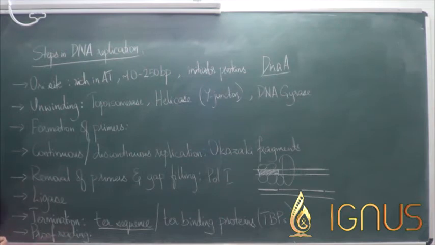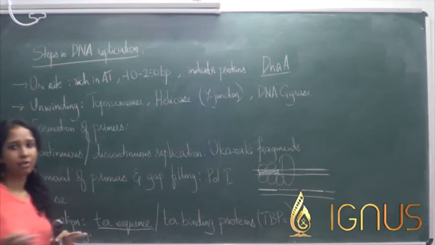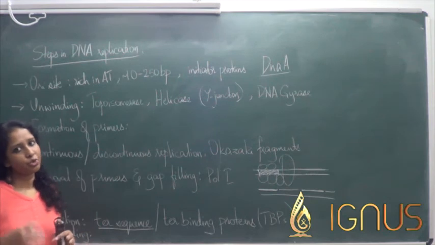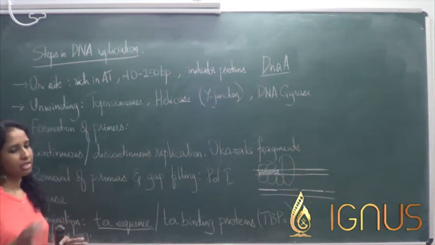Then comes termination, where wherever the TER sequence is there, TER binding proteins will be there, and they will physically stop the DNA polymerase from moving forward. The last step would be proofreading, and proofreading is going to check for any abnormalities, mutations, or missing nucleotides, and it is going to repair them, and this ends DNA replication.